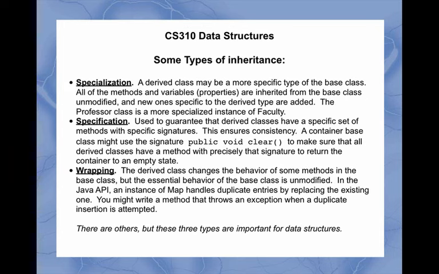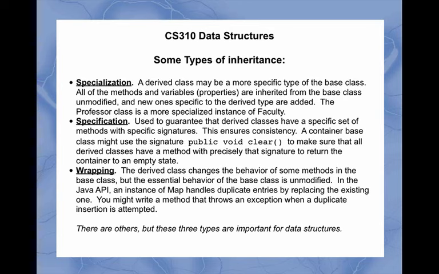There are several different types of inheritance, reasons why you might use inheritance. One is specialization. That is, a derived class can be a more specific type than the base class. So this is the example of Professor being a more specific type than Faculty, which is a more specific type than Person. All of the methods and the variables, which we sometimes refer to as properties, are inherited from this base class unmodified, and new ones specific to the derived type are added. So the Professor class is more specialized than Faculty, which is more specialized than Person.